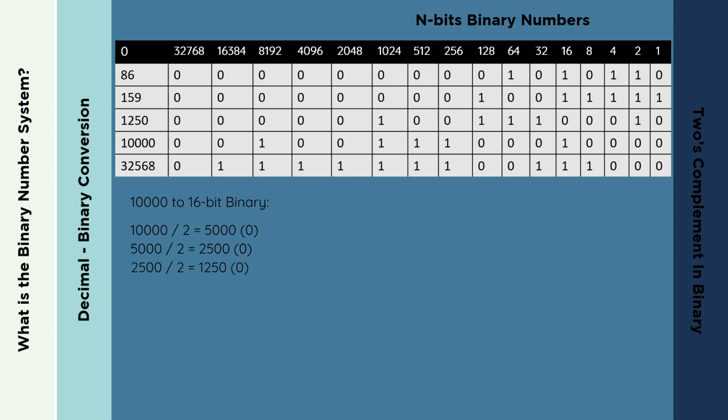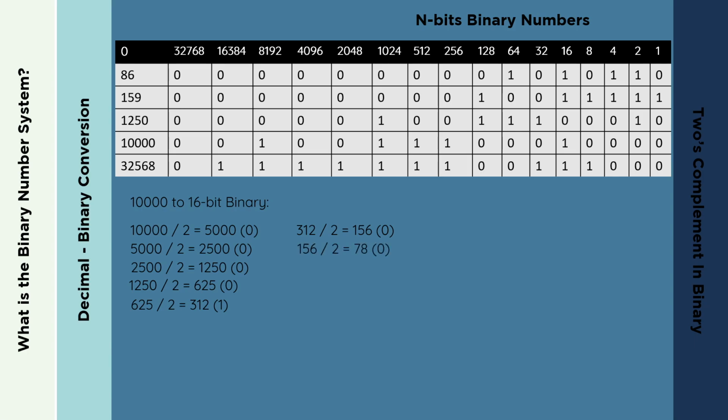2,500 divided by 2 is 1,250. Again, no remainder. 1,250 divided by 2 is 625 with no remainder again. Matching up so far. 625 divided by 2 is 312 with a remainder of 1. As you can see, 1, which means the value 16 in the binary bits is used. And then 312 divided by 2 is 156 with the remainder 0.